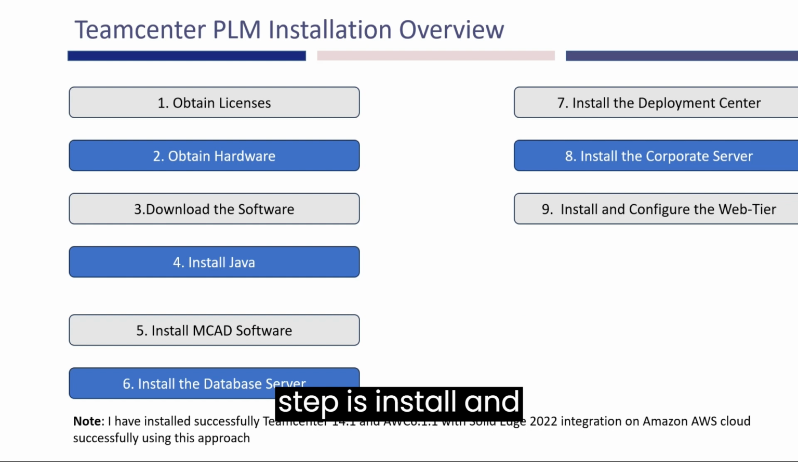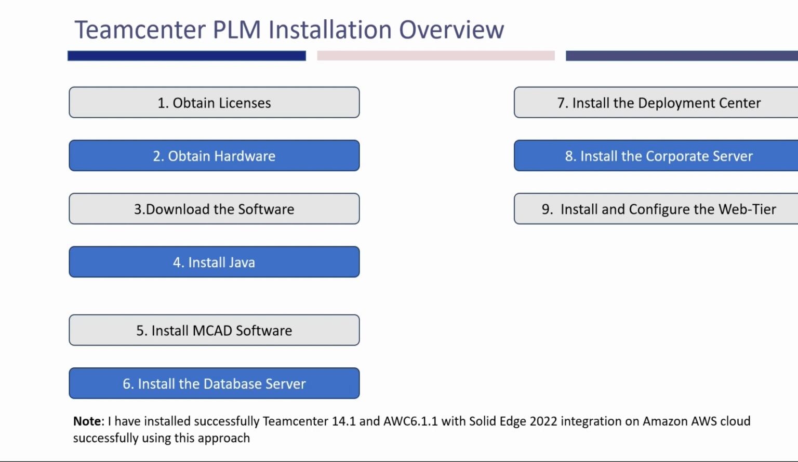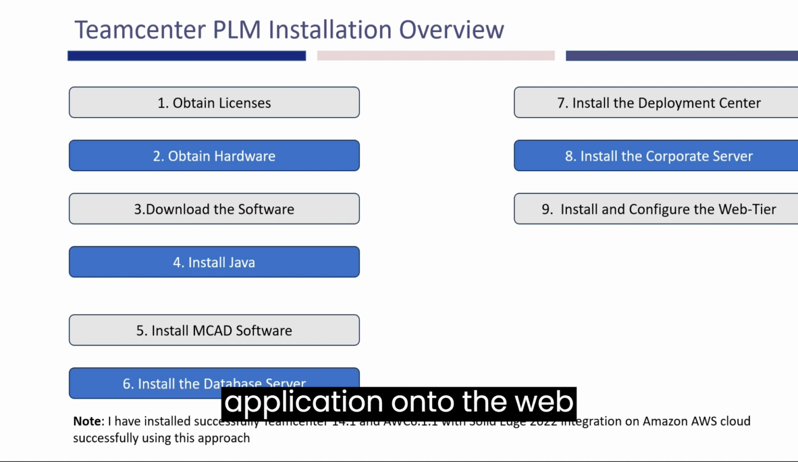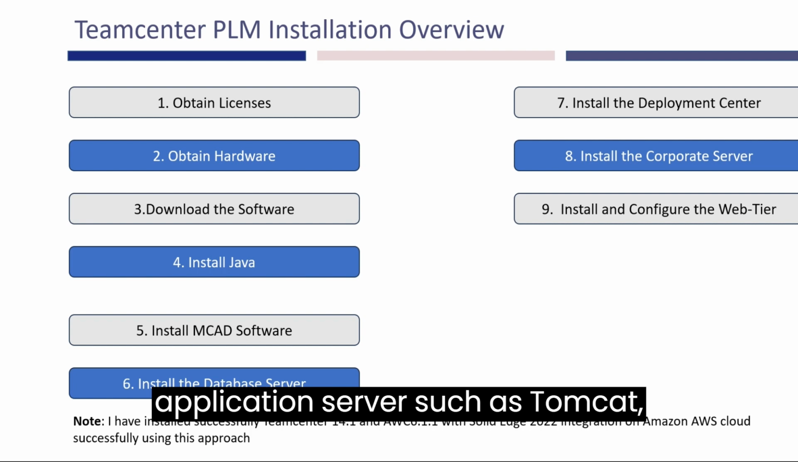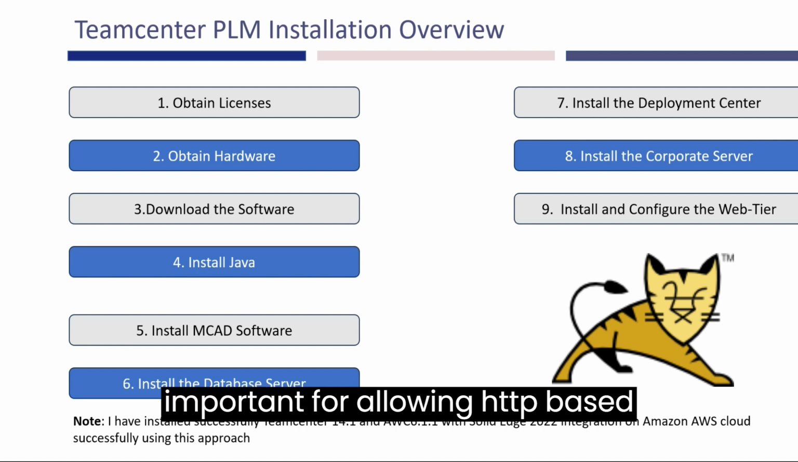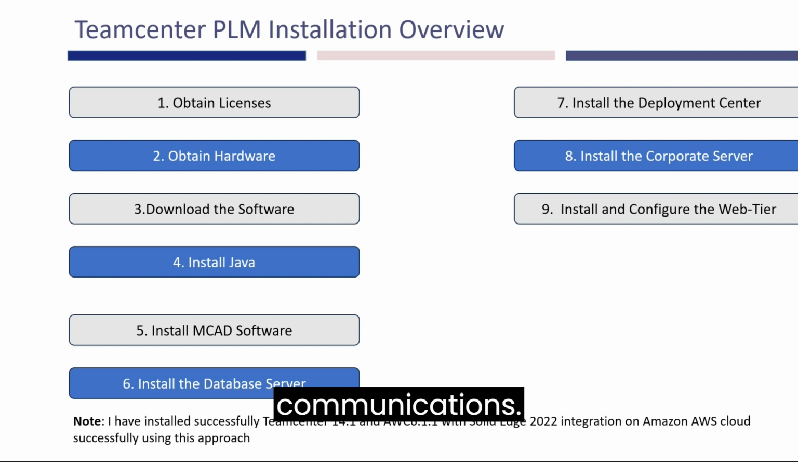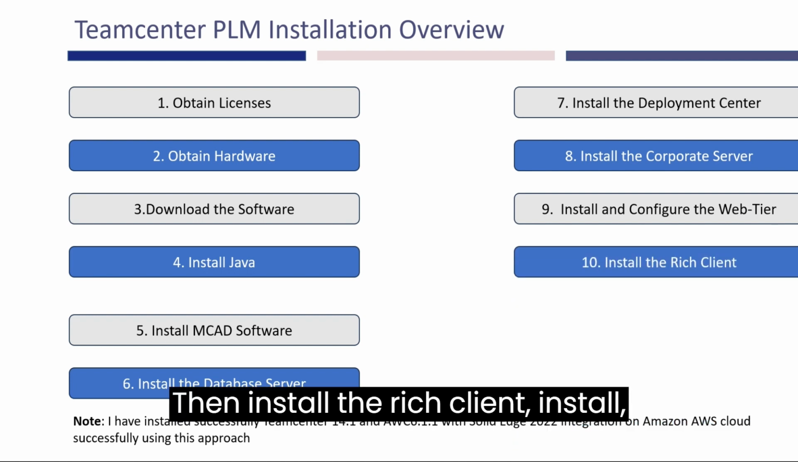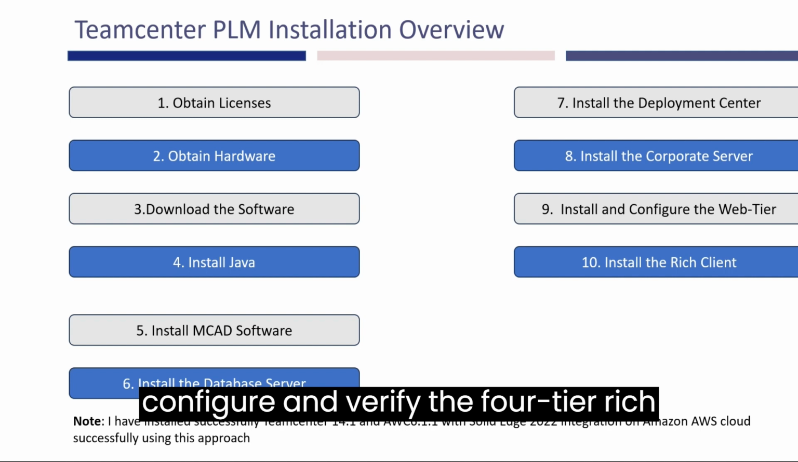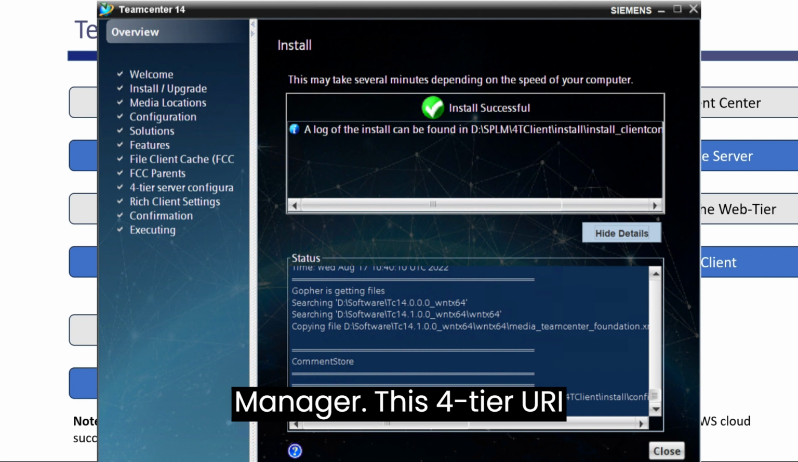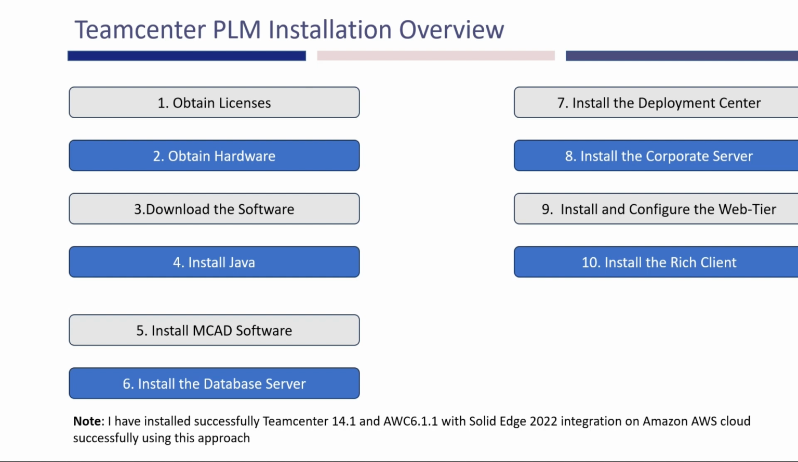The next step is install and configure the web tier. Deploy the generated WAR file or web application onto the web application server such as Tomcat, JBoss, etc. This is important for allowing HTTP-based communications. Then install the rich client. Install, configure, and verify the 4-tier rich clients via Teamcenter environment. This 4-tier URI configuration is sort of a prerequisite for AWC.